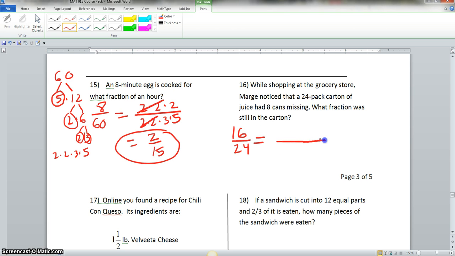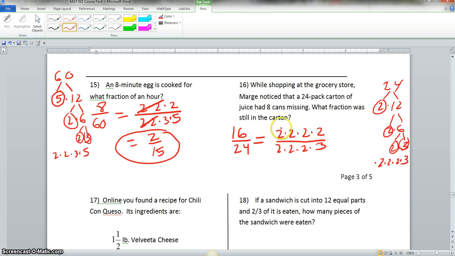Now in the previous problem, we did do the prime factorization of 16, which was 4 2's. Now we didn't do the prime factorization of 24, which we would do here. So we could have 2 times 12. 12 breaks down to 2 and 6, and 6 breaks down to 2 and 3. So we have 3 2's and a 3. So we simplify out 3 sets of 2's, and our final answer is 2/3.